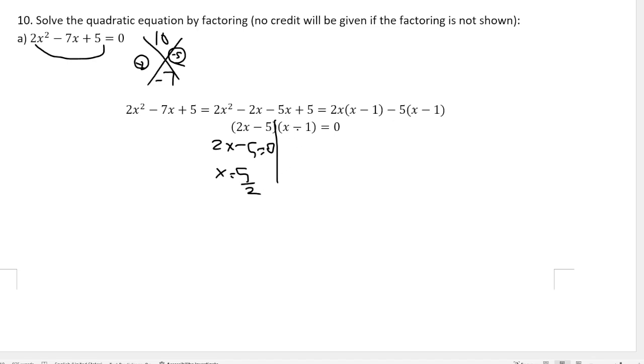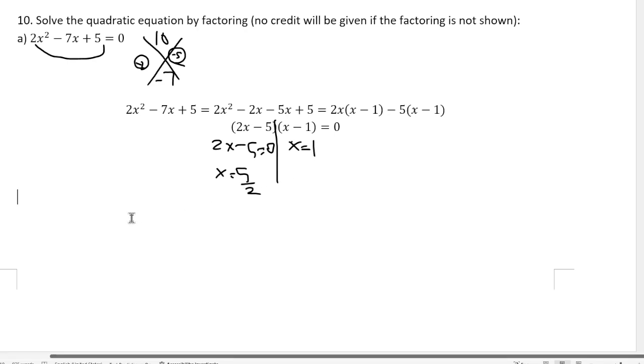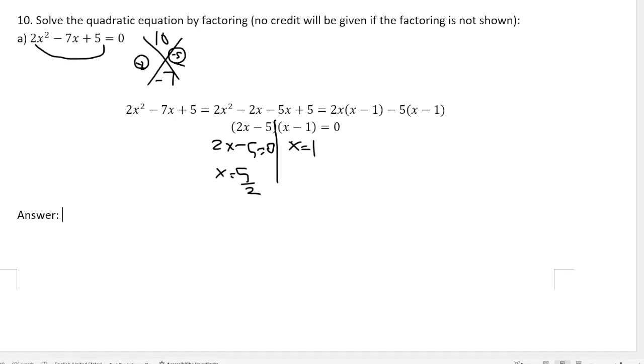And for this one, if x minus 1 is 0, x would be 1, right? So the answer is 5 over 2 or 1. So answer, x equals 5 over 2 and also 1.